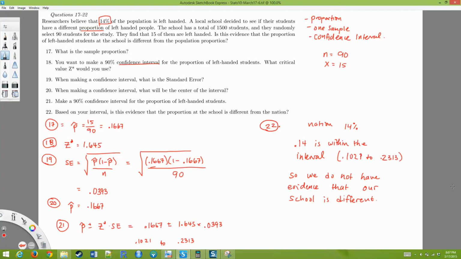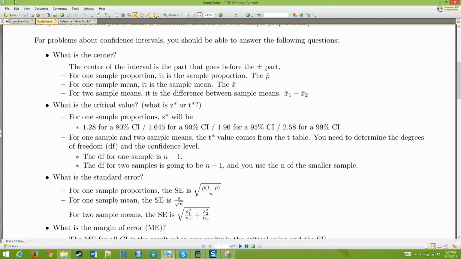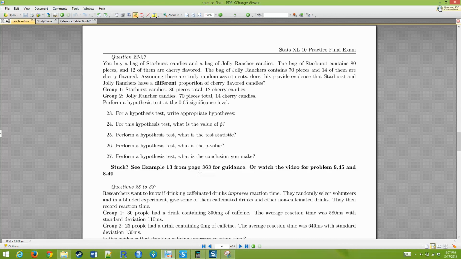How's that? Okay, can I go on? All right. Where is this? Number 23 through 27.